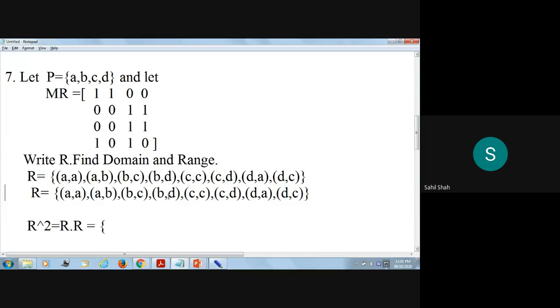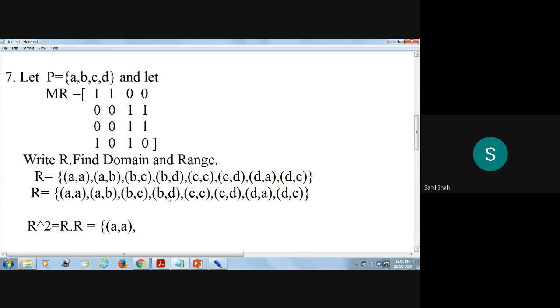So I have written R twice to compute R square. So I will start from AA. A. What is the new pair formed? A comma A. Next, A, new pair formed is A comma B. A, nothing else. Okay. C, new pair formed is A comma C.